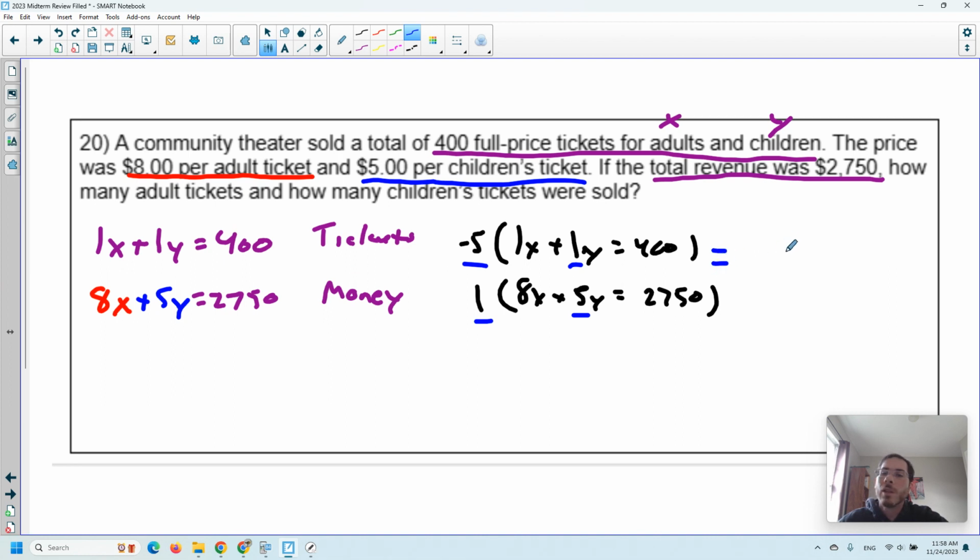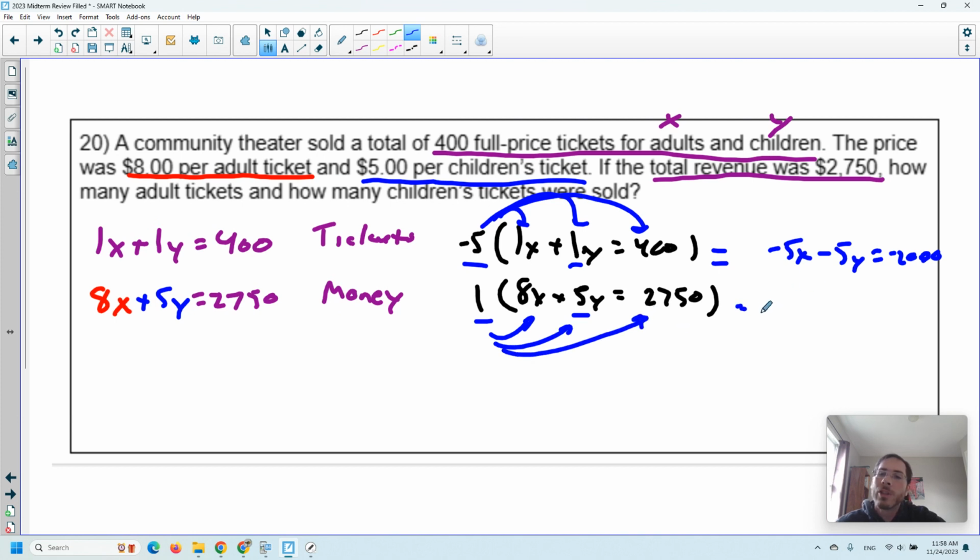So let's see. This is going to become negative 5x minus 5y equals negative 2,000. And distributing 1 is nice because I don't actually have to do anything to the equation. So 8x plus 5y equals 2750. And when we do our systems of equations, now that we've done that, we always just add them up. So negative 5x plus 8x is 3x. These are going to cancel to become 0y. And then we're going to end up with 750.